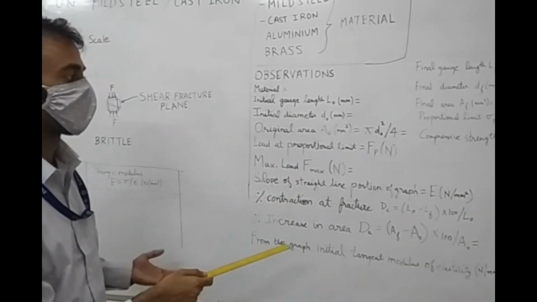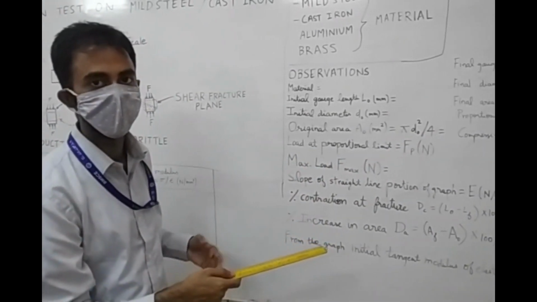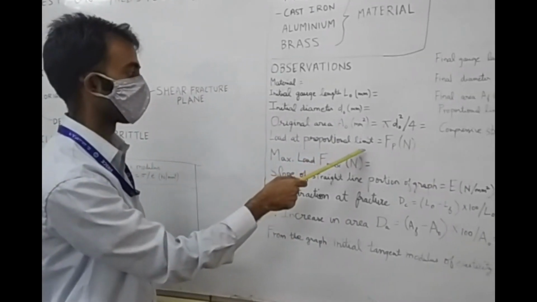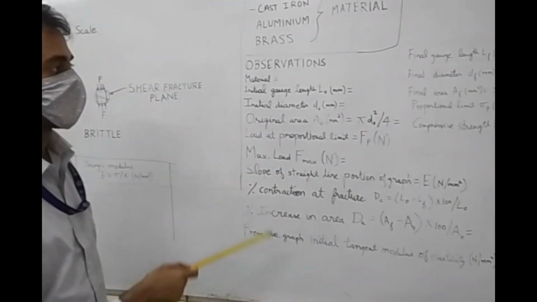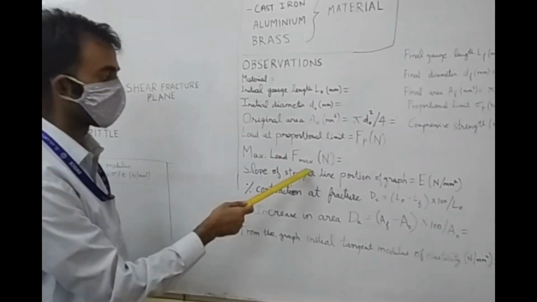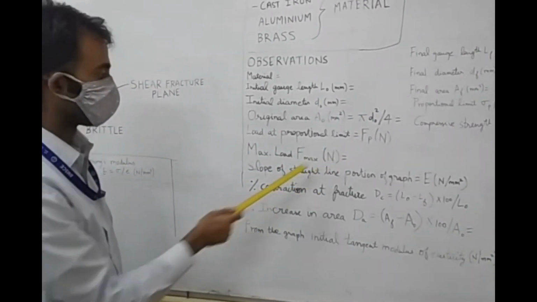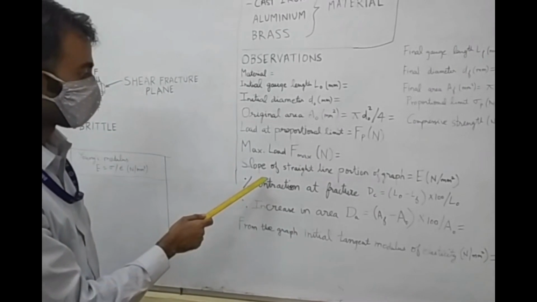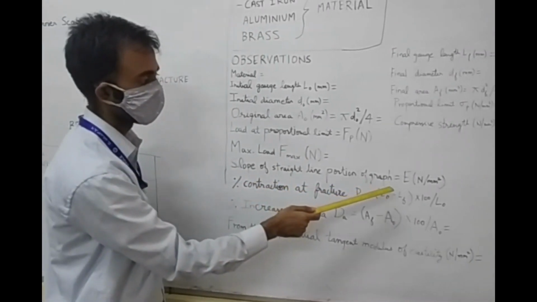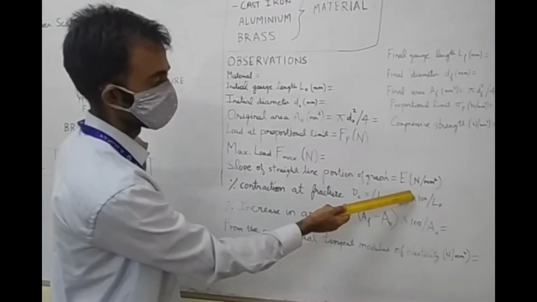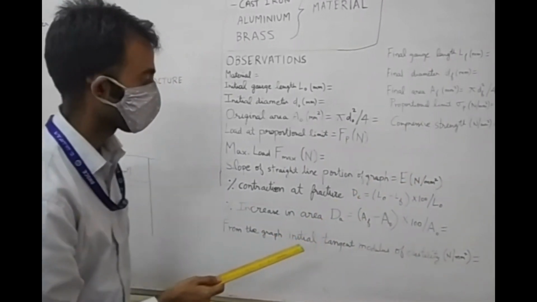Once we start the loading and plot the graph between load and deformation, we will note down the load at proportionality limit. We also note down the maximum load, F max, in Newton. Then we determine the slope of the straight line portion of the graph, which is also called Young's modulus E in Newton per millimeter square.